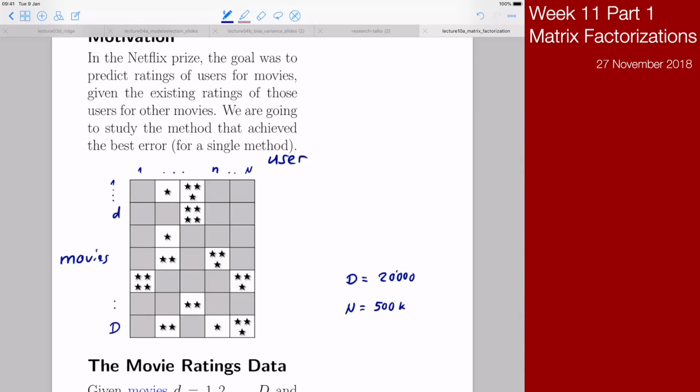You don't have all the ratings, of course. Like 99.9% of this matrix is unobserved. That's the gray area. There might be a few more 9s here, I'm not sure.